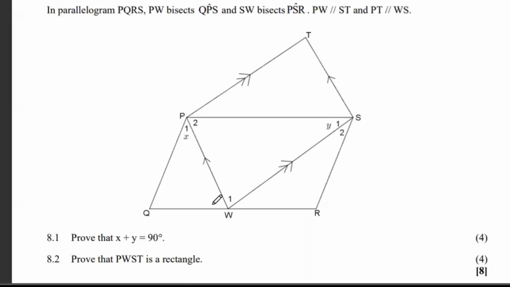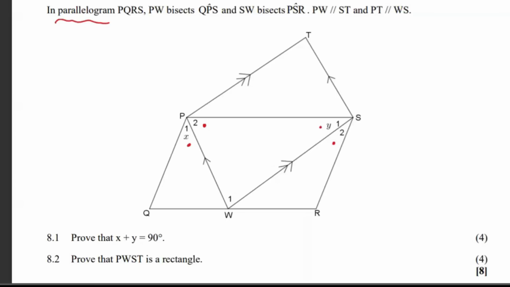So this question is telling us that in a parallelogram, okay, our main focus is going to be these 2D shapes, and mostly the parallelograms. So in the parallelogram below, PW bisects angle QPS. In other words, this angle is the same as this angle. Then SW bisects angle PSY, which means this is the same as that.